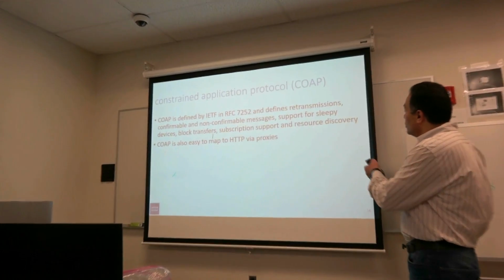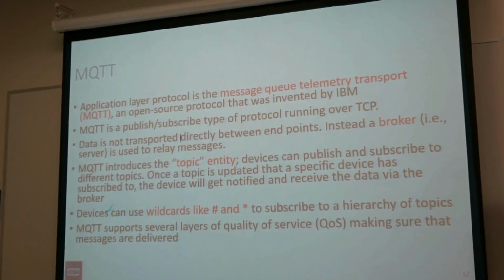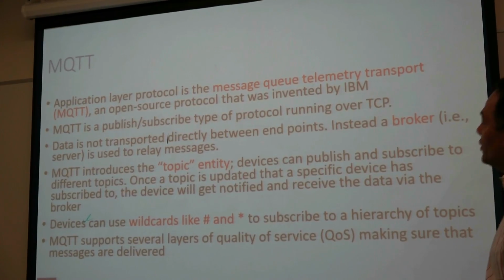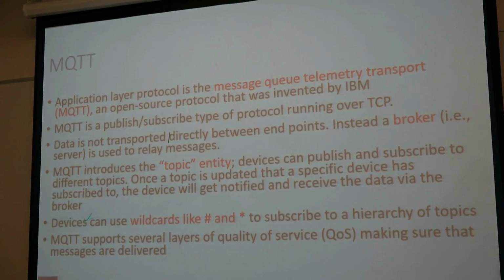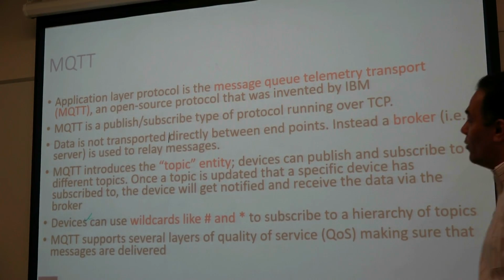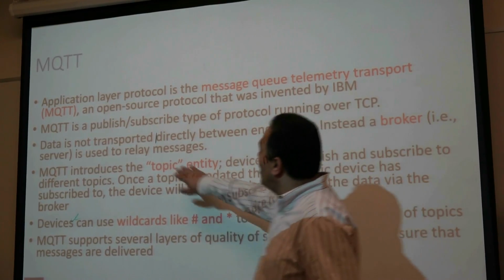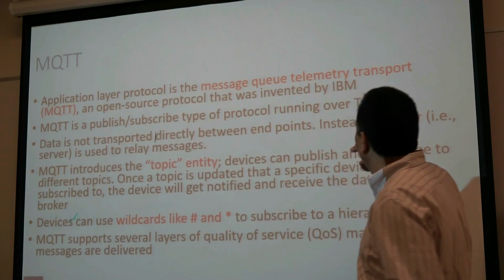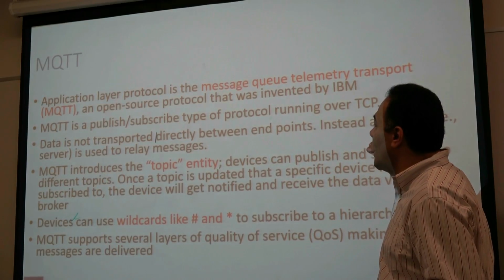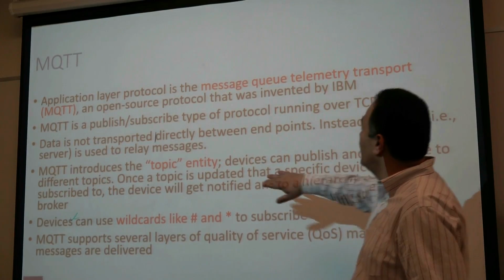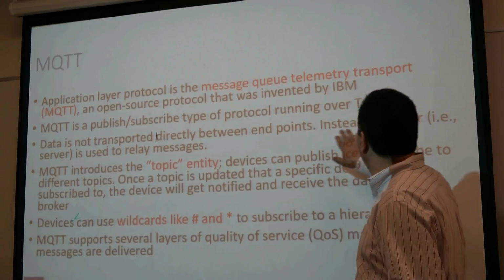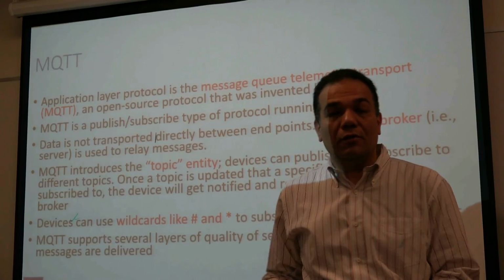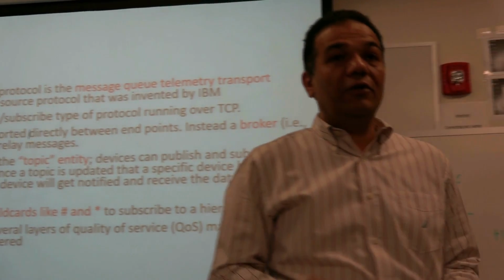So there is CoAP, and there is MQTT, which stands for Message Queue Telemetry Transport. This works differently than HTTP and CoAP. It works like publish and subscribe over TCP. So what will happen? Data is not transported directly between endpoints. Instead, a broker, which is a server, delivers the message.